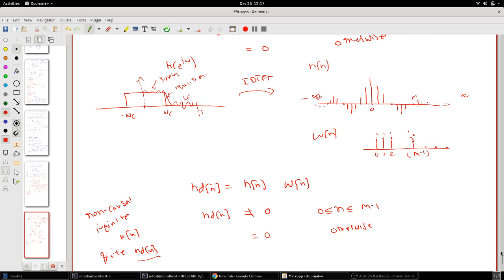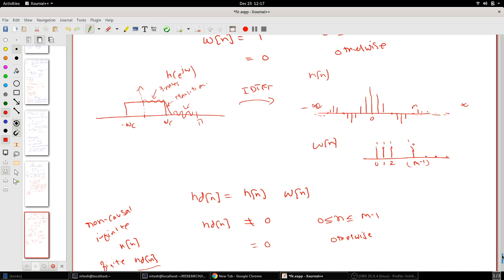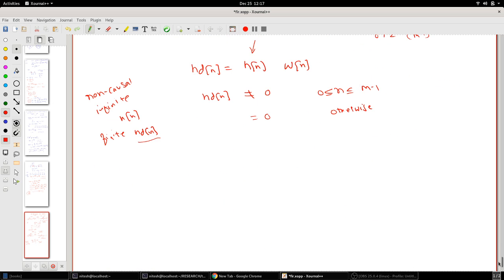Now this window function, if you look at it from the frequency perspective, what you are exactly doing is, you had an h of n. Okay, you had an H of e raised to j omega. Think about this, H of e raised to j omega in the frequency domain. What exactly happens is you had H of e raised to j omega, which was a flat curve, right? Here, this was your curve in the frequency domain, H of e raised to j omega.